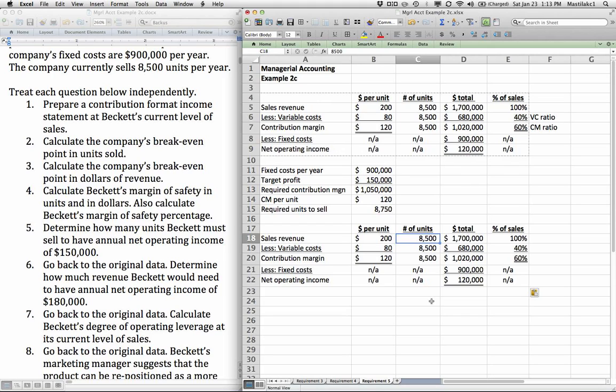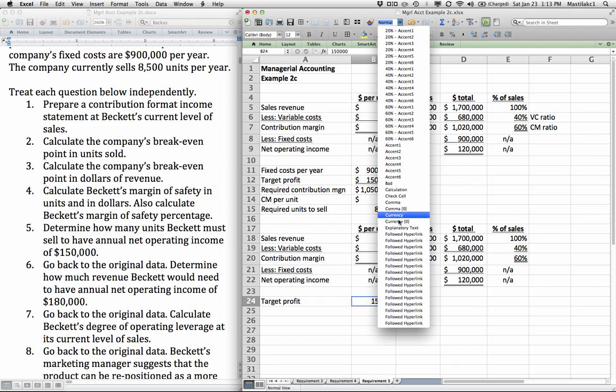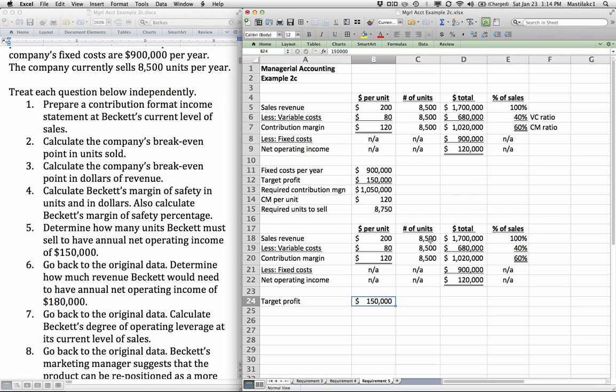But let's say we want to show our complete income statement. What's the number of units that we have to sell? Well, one thing we can do is set up a little target profit cell to demonstrate that we want to make a particular level of profit and also make it flexible. Our number of units is going to be equal to our fixed cost plus target profit, divided by our contribution margin per unit. And if we do that, we have 8,750 units sold.